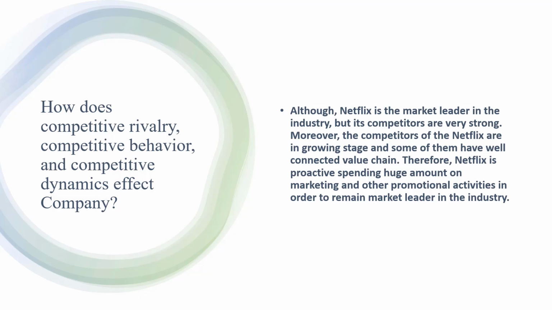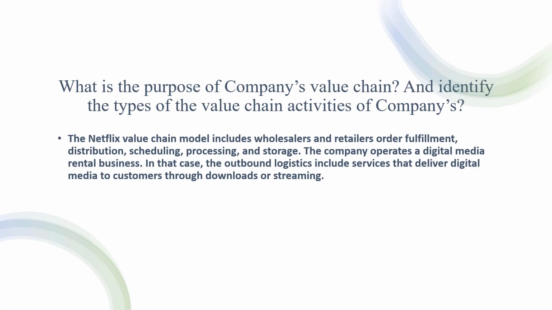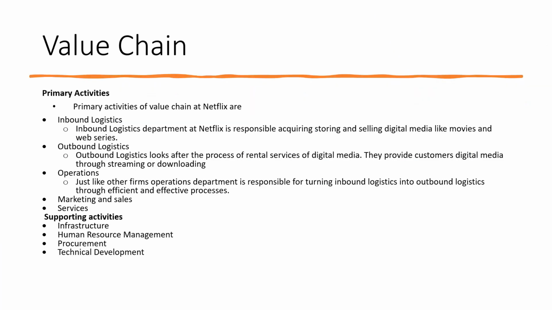in the industry. After that, we have what is the purpose of the company's value chain and the types of value chain activities of the company. So the Netflix value chain model includes wholesalers and retailers, order fulfillment, distribution, scheduling, processing, and storage. The company operates a digital media rental business. In that case, the outbound logistics include services that deliver digital media to the customers through downloads or streaming. So the value chain.